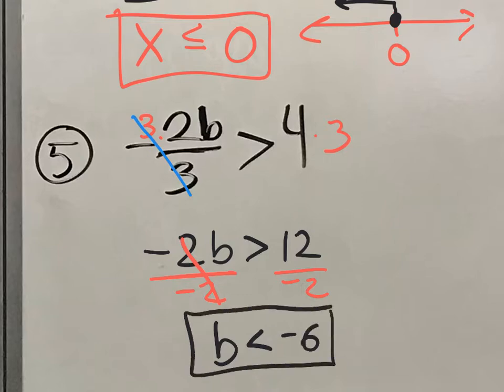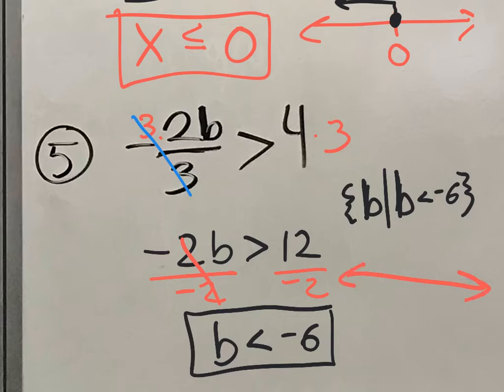And that's your answer. Set notation: curly bracket, b, the little bar, and then your answer, b is less than negative 6. Close that bracket. These are b's, not 6's. Okay, and if I wanted to graph it, you go for a number line, quick sketch.